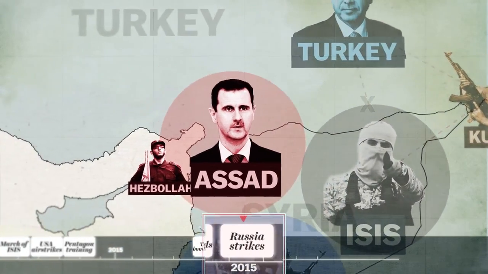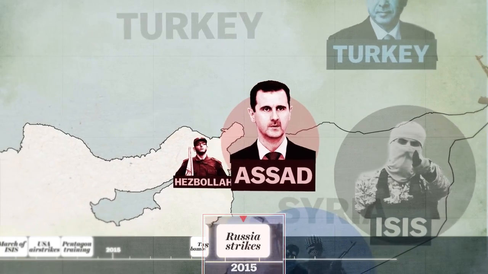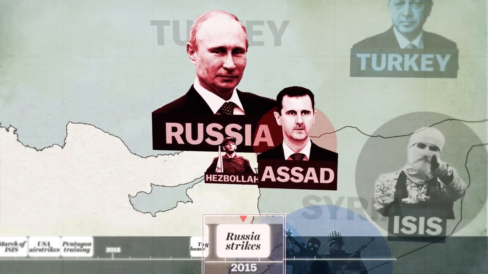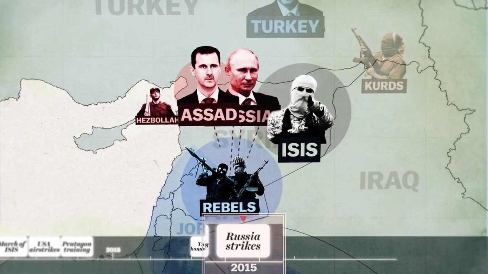Now, Assad has been losing ground all this time, to ISIS, to the rebels, and in September of 2015, Russia intervenes on his behalf. Russia says it's there to bomb ISIS, but in fact it just bombs the anti-Assad rebels, including some rebels who are backed by the US.